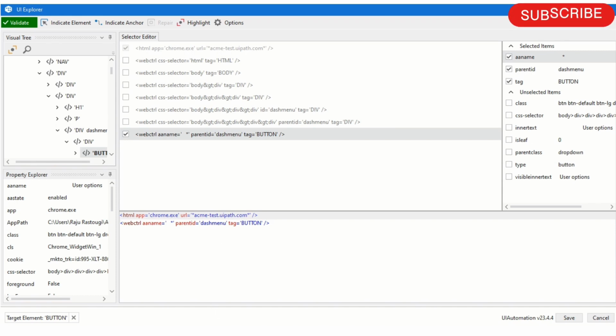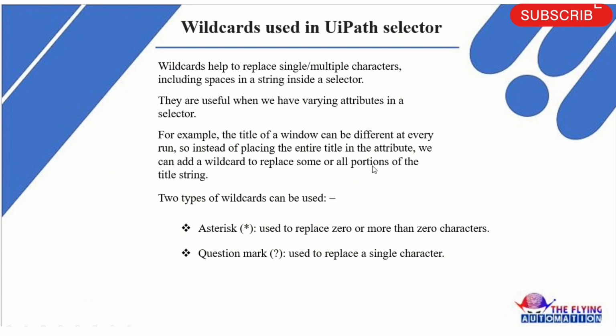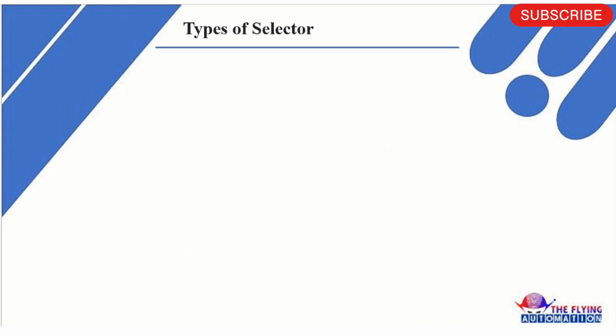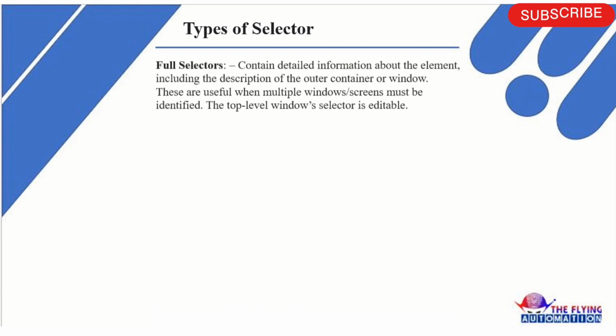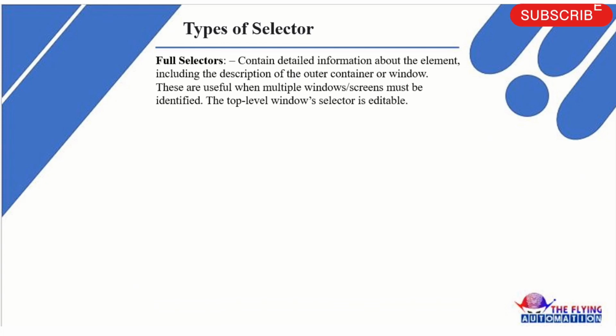So let's see the types of selector. Firstly we'll see the full selector. A full selector contains detailed information about the element, including the description of the outer container or window. These are useful when multiple window screens must be identified. The top-level window selector is editable. That is called a full selector.